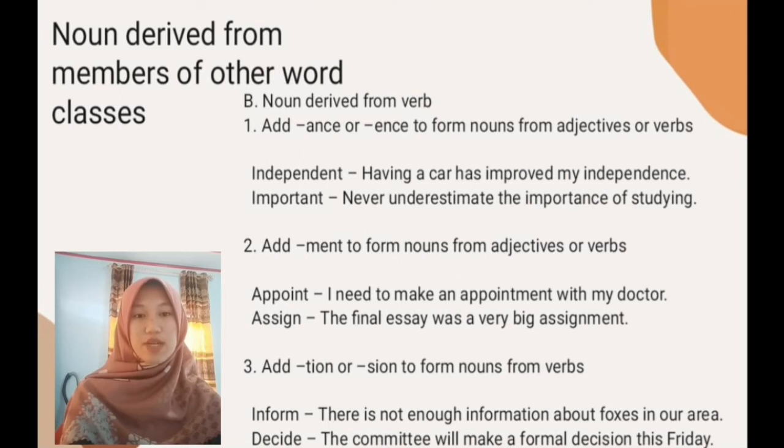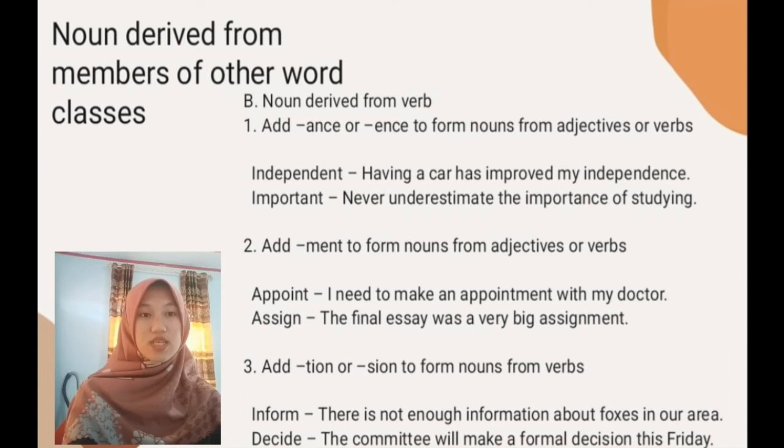Now I'm gonna explain about my submaterial. It's about nouns derived from members of other word classes. Nouns derived from verbs. First, add -ence or -ance to form nouns from adjectives or verbs.